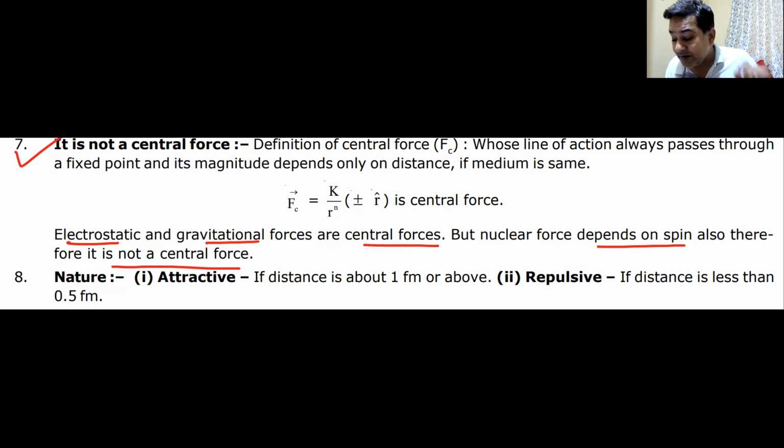Now remember, it can be attractive as well as repulsive. All these things are for your information. This can come in the question straight away. When it is attractive, the distance is 1 fermi-meter. When it is repulsive, the distance is less than 0.5 fermi-meter. Do we understand this? There could be a question where it says strong nuclear force is always attractive, always repulsive, both, or none. So you have the answer for that.